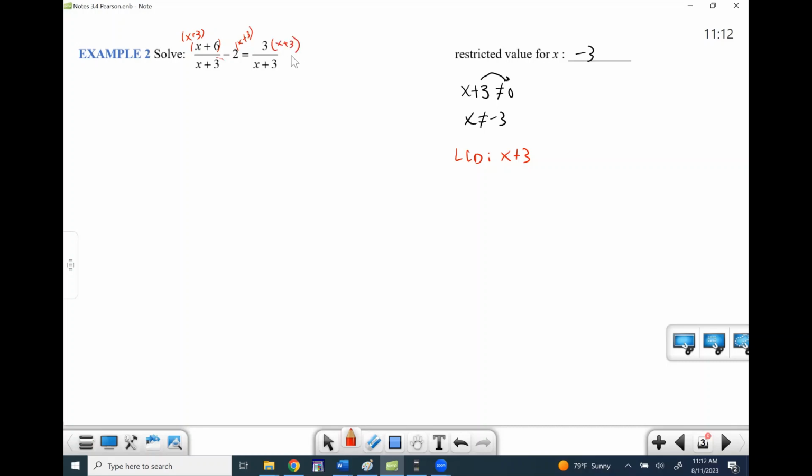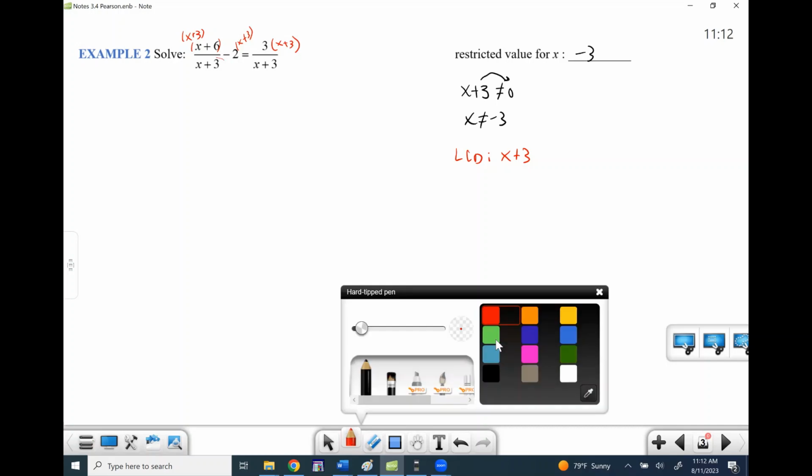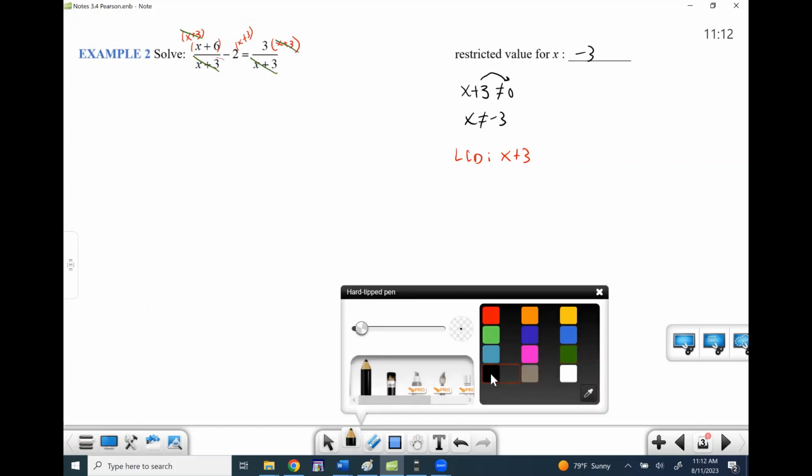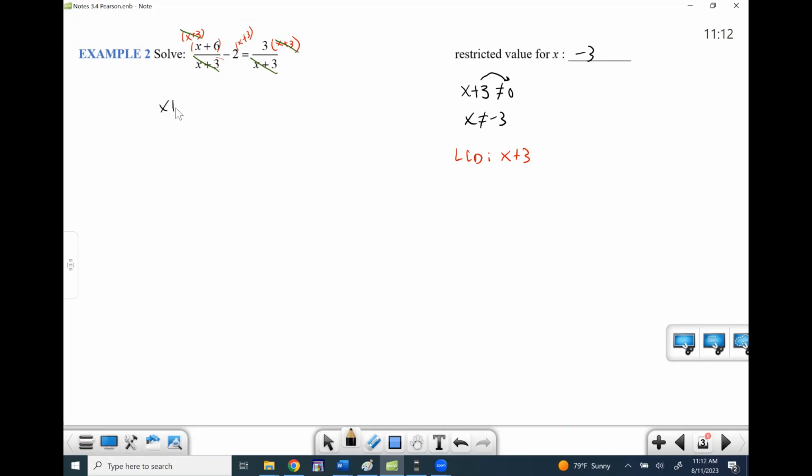Now remember, the whole goal is to get rid of the fractions. So we're going to go ahead and cancel the x plus 3's. We're not actually going to multiply. We're going to cancel the x plus 3's. So this did get rid of the fractions. All the denominators went away. So what remains is x plus 6 minus 2 times x plus 3 equals 3.